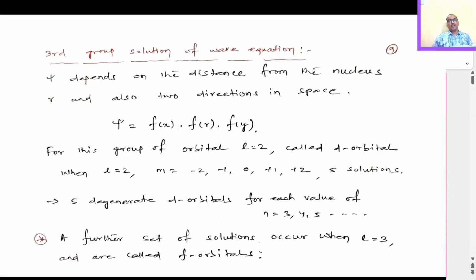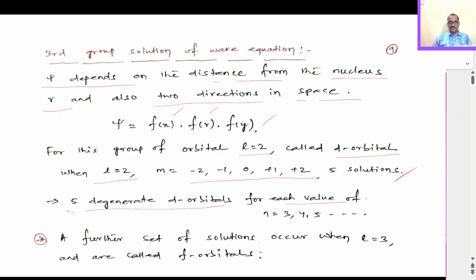Now coming to the third group of solutions of the Schrödinger wave equation. Psi depends upon the distance from the nucleus r as well as the two directions in space, that is function of x and function of r and function of y. For the group of orbitals L equal to 2, that is called d orbital. When L equal to 2, the allowed m values are -2 to +2. So you have a total of 5 solutions. That's why you have 5 d orbitals. These 5 degenerate orbitals occur for each value of n equal to 3, 4, 5, etc.